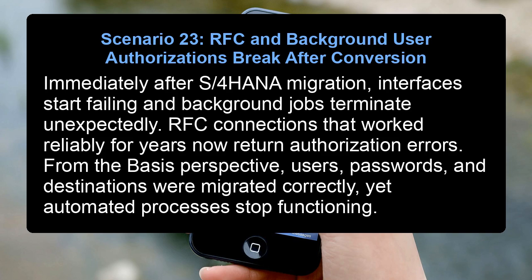RFC and background user authorizations break after conversion. Immediately after S4 HANA migration, interfaces start failing and background jobs terminate unexpectedly. RFC connections that worked reliably for years now return authorization errors. From the basis perspective, users, passwords, and destinations were migrated correctly, yet automated processes stop functioning.